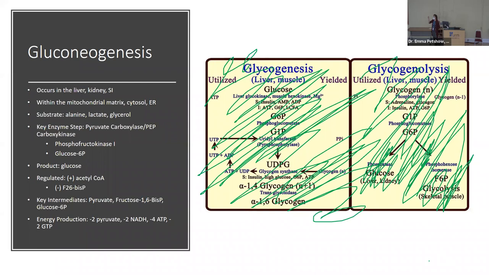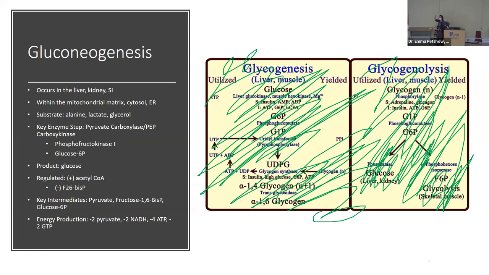So to get to glucose, we actually have to go from glucose 6-phosphate back to glucose, which is why that enzyme is not hexokinase. It's glucose 6-phosphatase. And energy production is energy wasting, right? We're producing glucose. We're not going to gain energy. We're going to lose energy. So we minus 2 pyruvate. Potentially, if you're thinking about just glycolysis in reverse, you're going to lose 2 pyruvate.